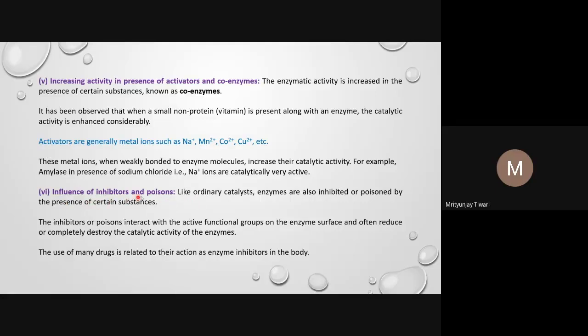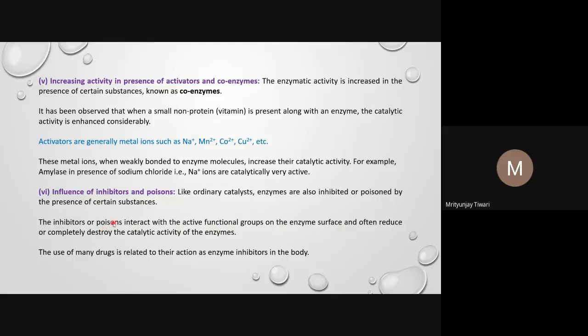Now, the influence of inhibitors and poisons. Like other catalytic processes that we have seen in the laboratory, the reactions that happen in the biological system have catalysts, which are enzymes. These enzymes also have inhibitors and poisons. Like ordinary catalysts that we use in the laboratory or the industry, enzymes are also inhibited or poisoned by the presence of certain substances. The inhibitors or poisons interact with the active functional groups on the enzyme surface and often reduce or completely destroy the catalytic activity of enzymes.